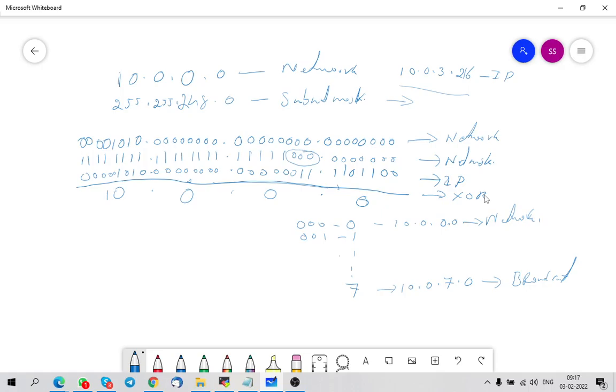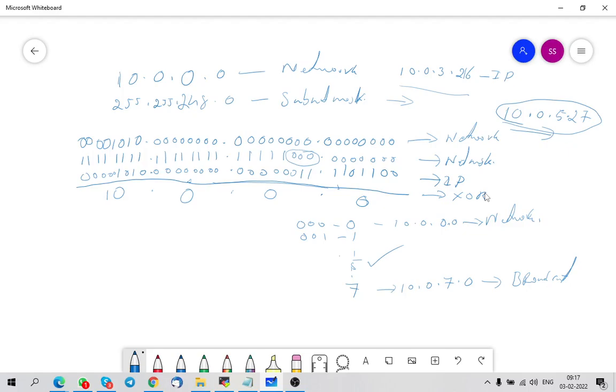Assume we give one destination IP address, 10.0.5.27. We are saying I want to send a packet to this IP address. Whenever the host kernel gets this request, it checks whether this IP address is in my subnet or not. Here we can see this 5 comes in this range, so it will identify this and route locally. How it routes locally, I will explain later. So this is the concept.